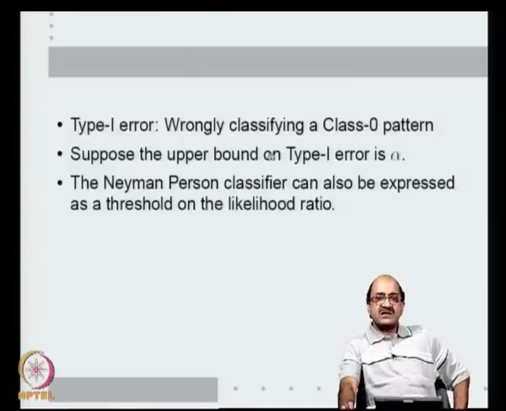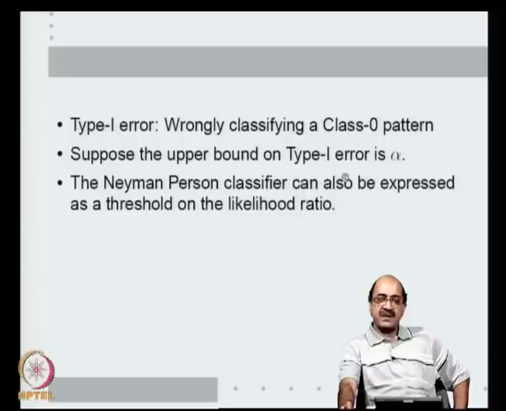So, type 1 error is, let us say, wrongly classifying a class 0 pattern, and let us say the upper bound on the probability of type 1 error is alpha. So, the Neyman Pearson classifier is a classifier that achieves a bound of alpha on type 1 error, that is, the probability of type 1 error by the Neyman Pearson classifier is less than or equal to alpha, and in addition it minimizes the other kind of error.